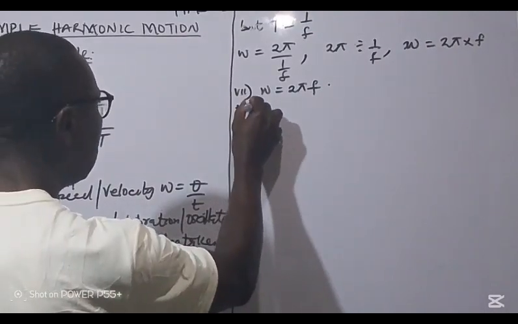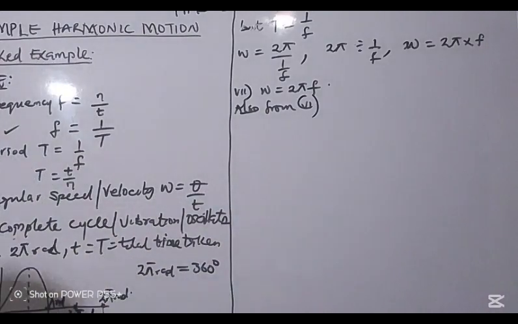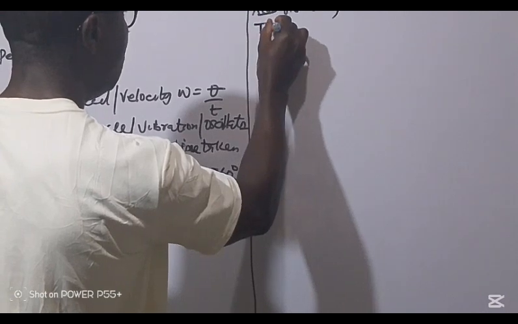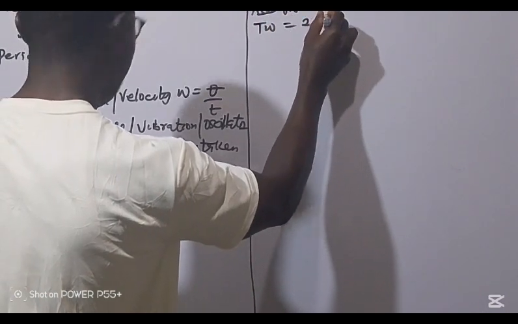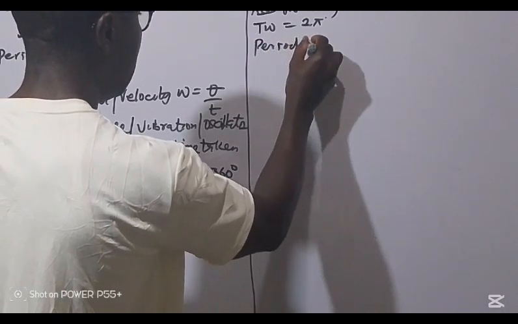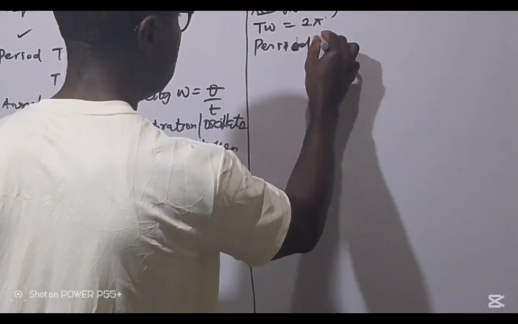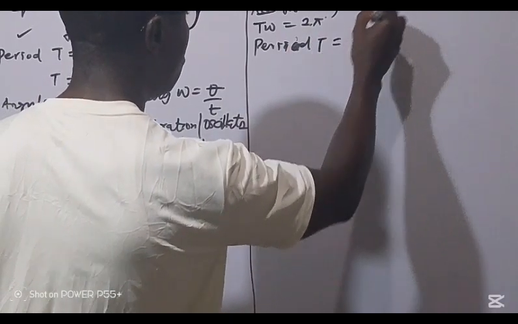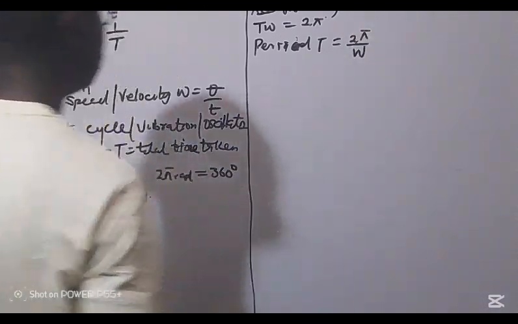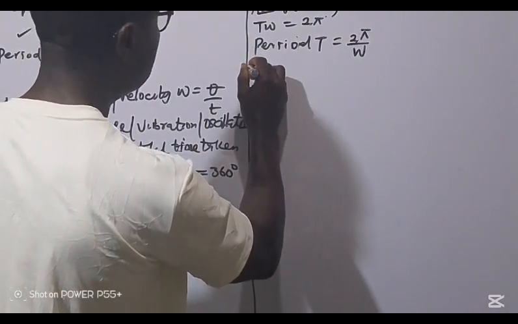Also, from 6, if we cross multiply, we are going to have T omega is equal to 2 pi. Therefore, the period T of simple harmonic motion can also be equal to 2 pi over omega. Let's take this one as number 8.